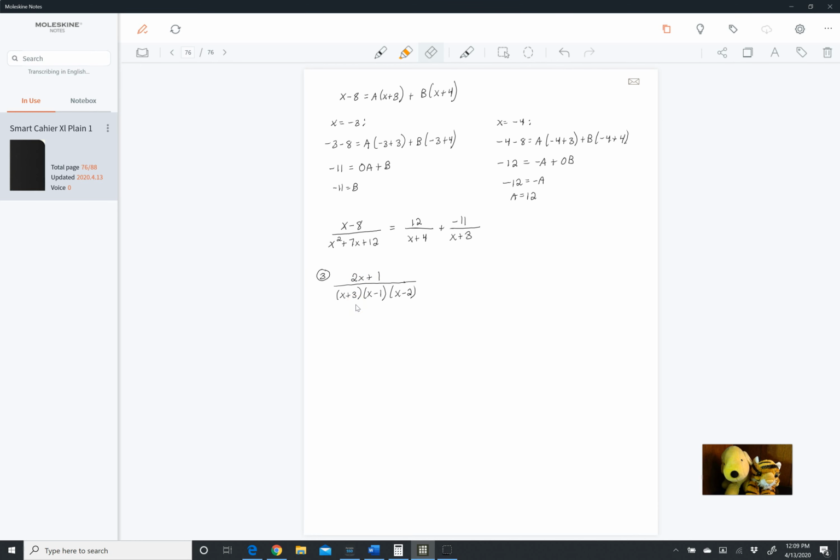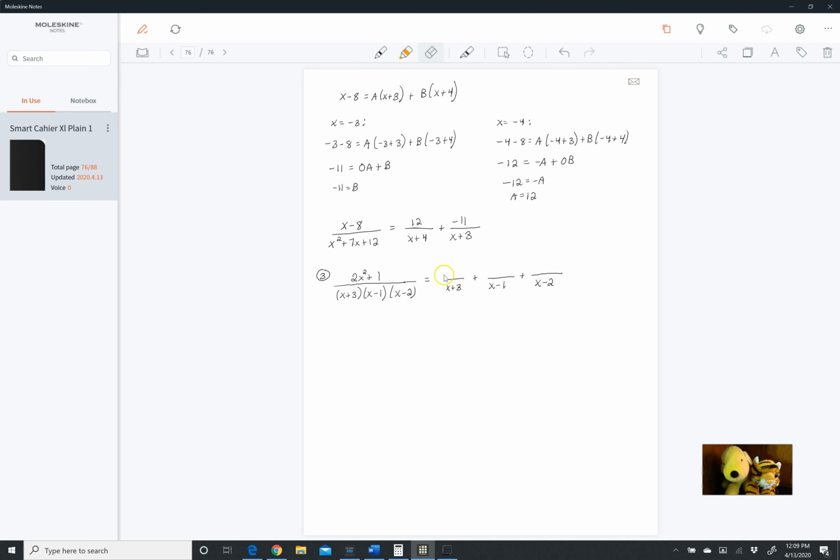Let's even make this 2x squared plus 1, just so that you see what happens when we have something that's squared. Okay. So in this one, we have 3 factors. So 3 factors means 3 denominators. So we're going to have a denominator with x plus 3. We're going to have a denominator with x minus 1. And we're going to have a denominator with x minus 2.